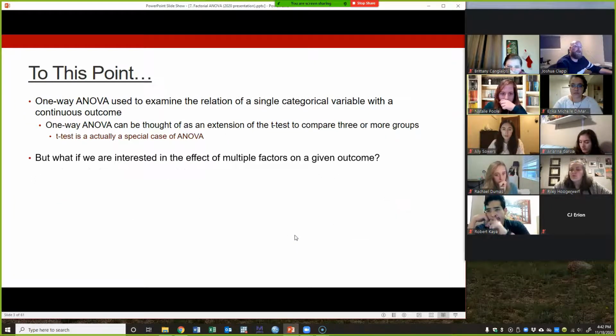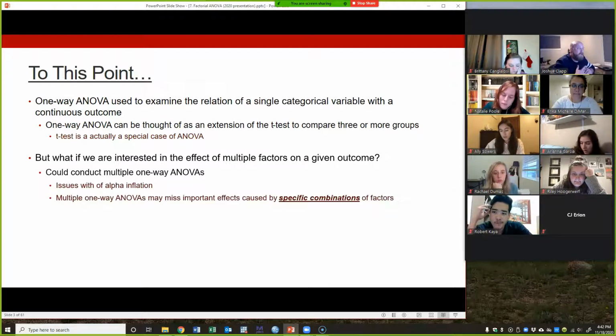But what if we want to take a look at multiple factors on some outcome? What if we've got multiple grouping variables and we want to look at the association of those grouping variables with that outcome? Okay, again, I could run multiple one-way ANOVAs, but we run into problems with alpha inflation. But the big issue here is I might start to miss effects that are associated with specific combinations of factors. Okay.